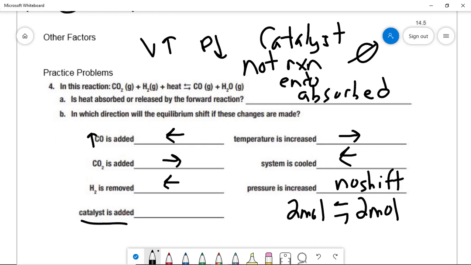And lastly, if a catalyst is added, then we just talked about that, no shift either. Okay? This just comes with practice. Practice, practice, practice. Please come find me if you have any questions or need any extra help. Take your time, read each question carefully, and we'll see you guys soon.